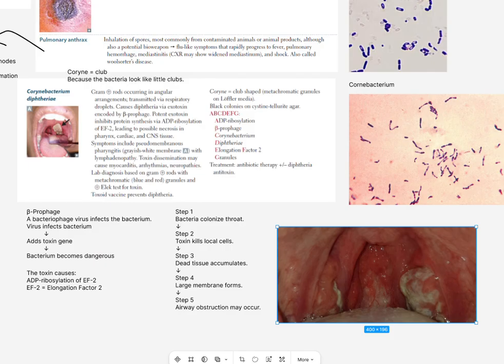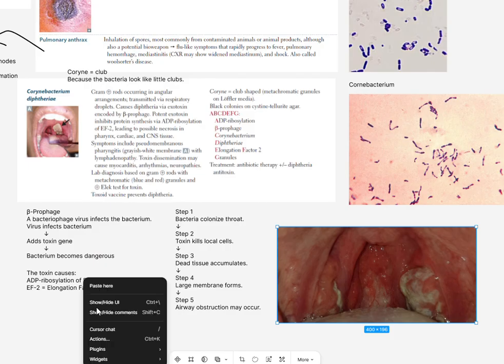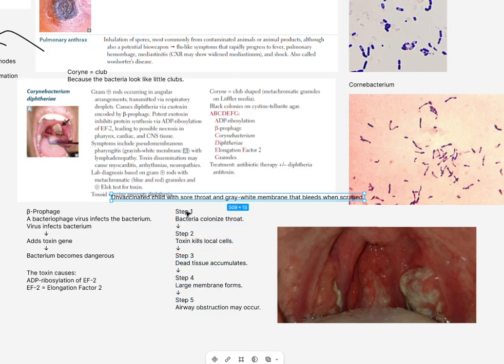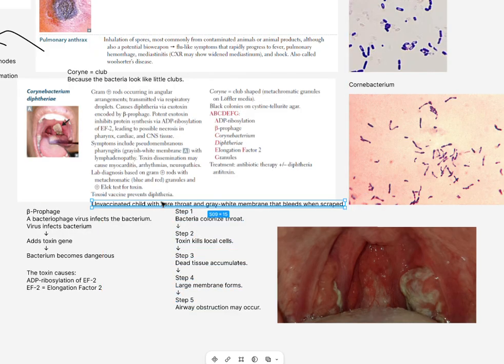Remember that a classic examination case will be an unvaccinated child with a sore throat and a gray-white membrane that bleeds when scraped, and that is your diagnostic clue for Corynebacterium diphtheriae. How will you diagnose it?